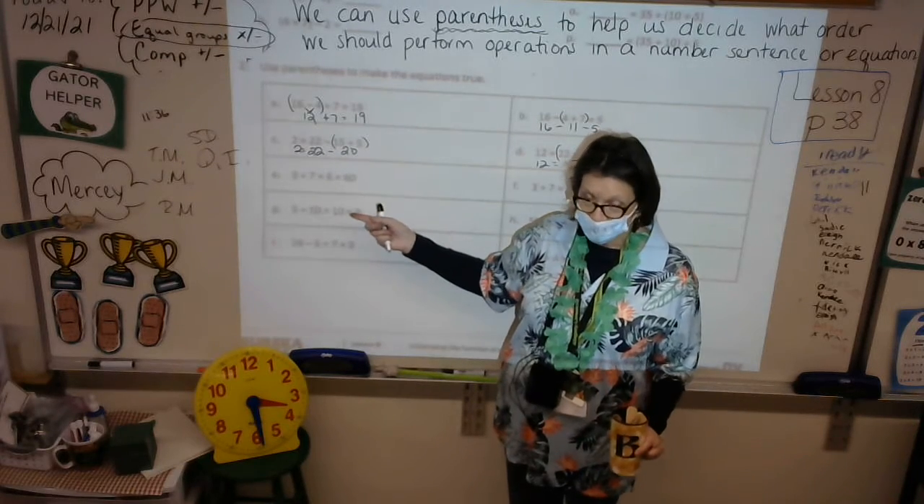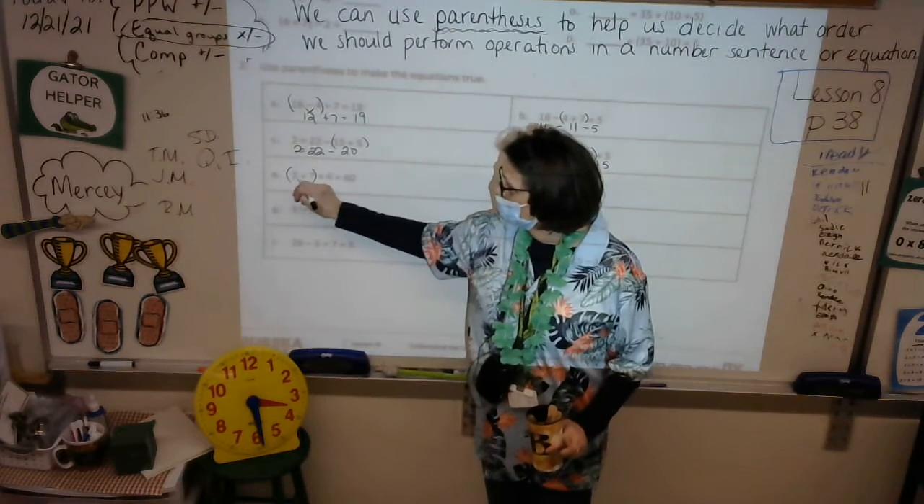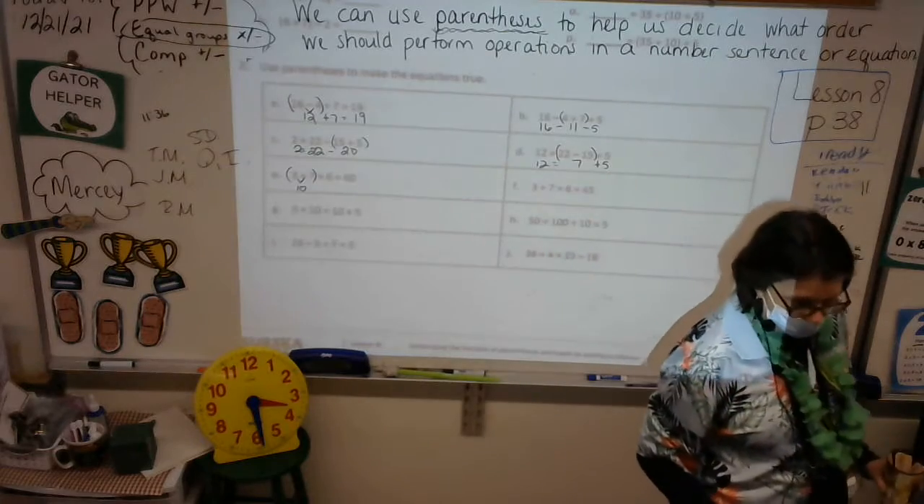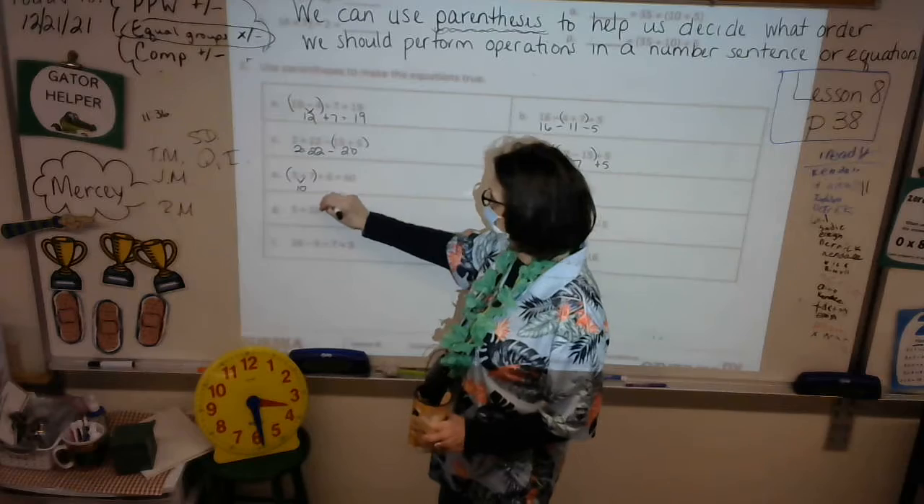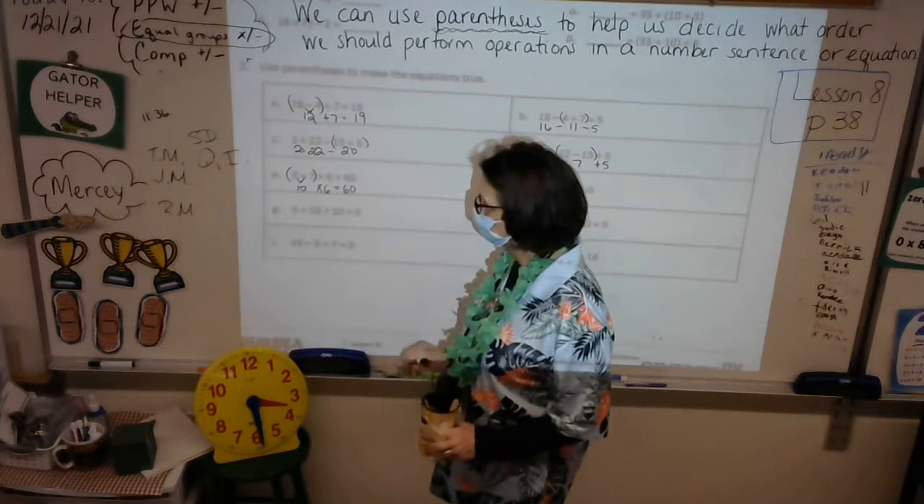So how many people think we should put our parentheses around the 3 and the 7? Let's go ahead and do that. How do we show our work? We're going to draw that little caret and show that 3 plus 7 is 10. And then we're going to multiply by 6. And 10 times 6 equals 60.